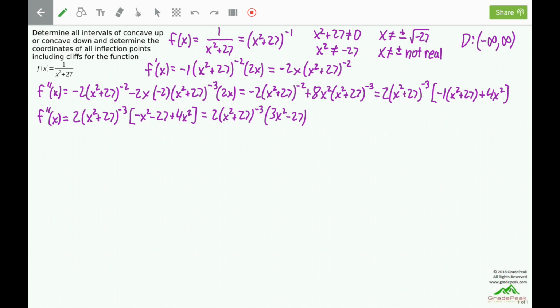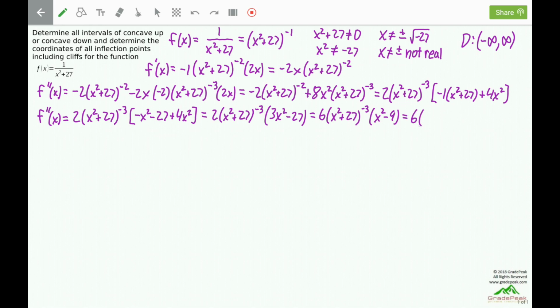There's a common factor in there of 3. We can factor it out. It can move all the way to the front with the 2. 2 times 3 will be a 6. We'll leave the x squared plus 27 alone. It's the -3 power. Factoring out that 3, we'll leave behind an x squared minus 9. We want to fully factor the second derivative. We have a difference of squares left over, x squared minus 9, which can factor further.